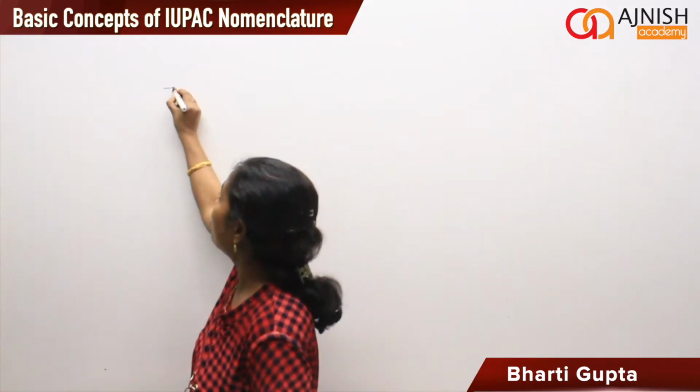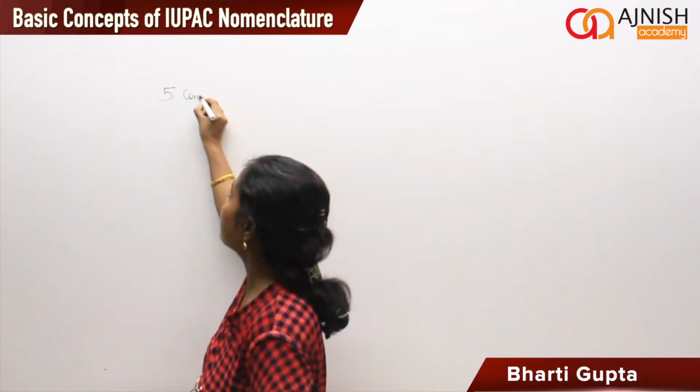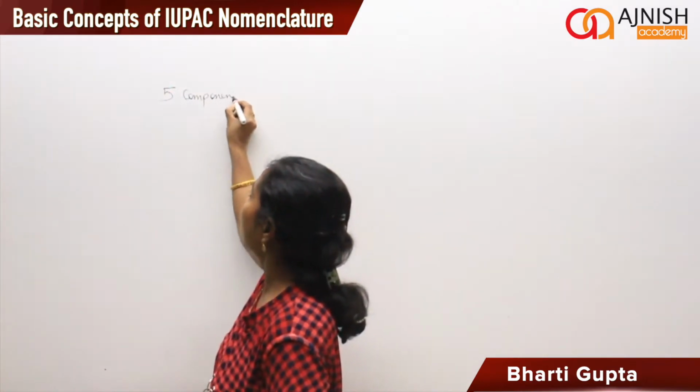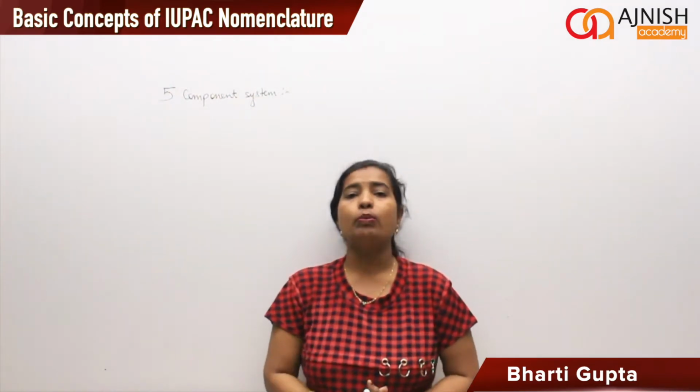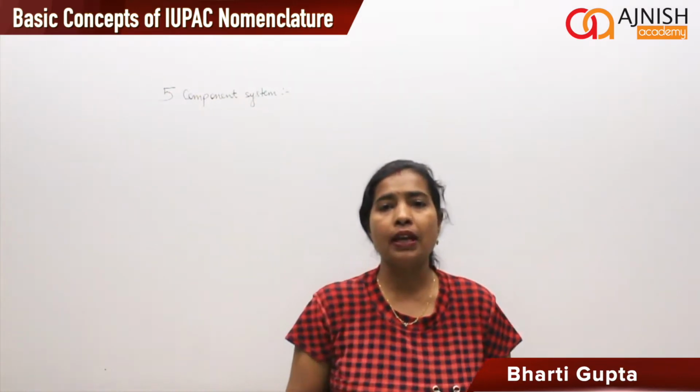For IUPAC naming of any compound, we must know that an IUPAC name has a maximum of 5 components. However simple or complicated the name is, it can be divided into a maximum of 5 components. So an IUPAC name is a 5 component system. Any compound will have a maximum of 5 components in its IUPAC name. What are these 5 components?